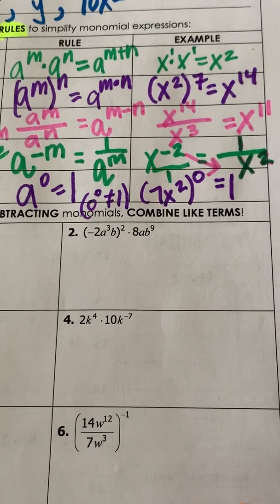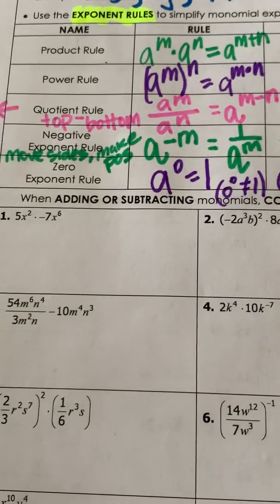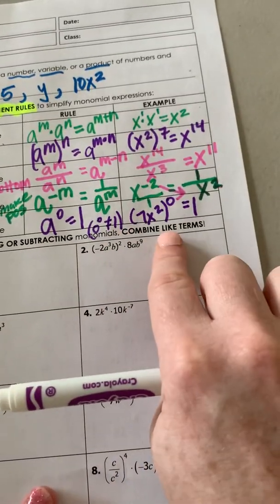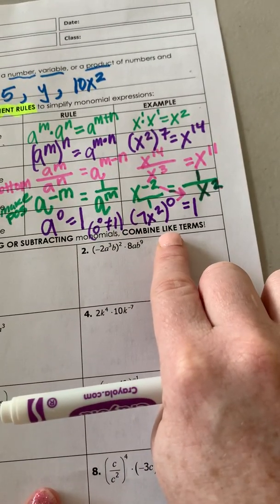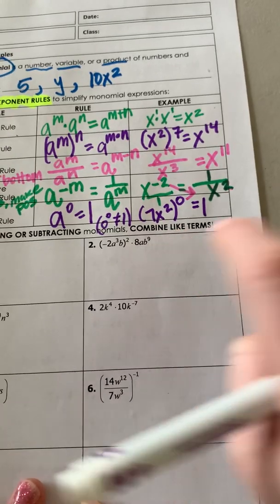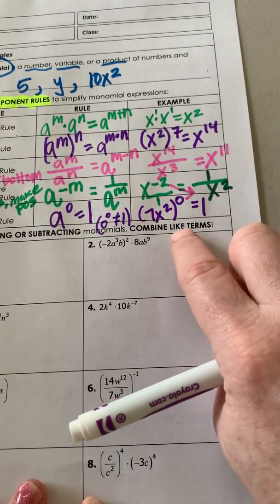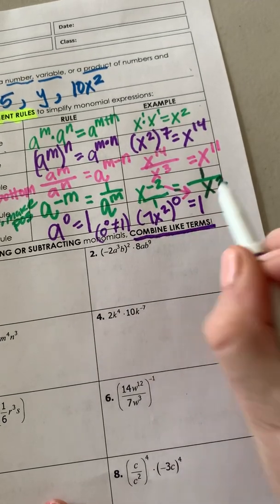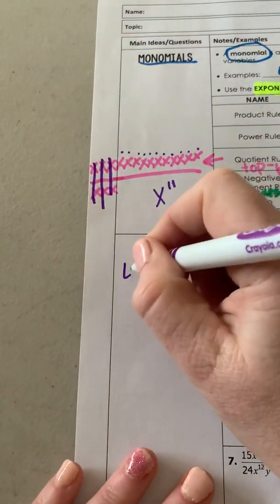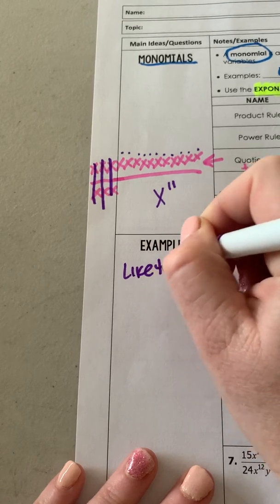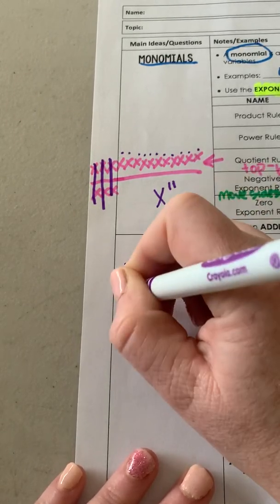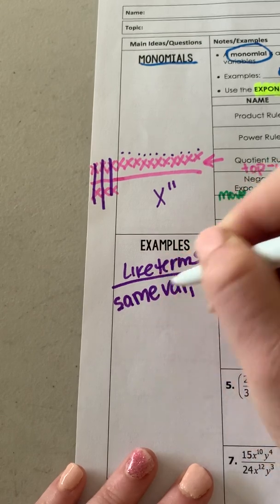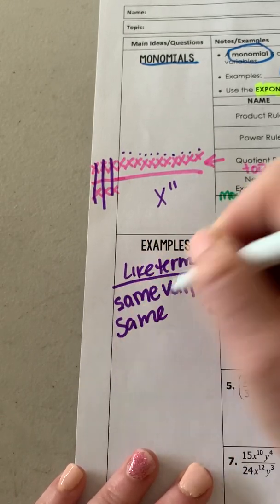Okay, so when adding or subtracting monomials, you just combine like terms. We'll get to that on the back. No, we have a couple here. So combined like terms means they have to be exactly the same, right? Like terms have same variables, same power.